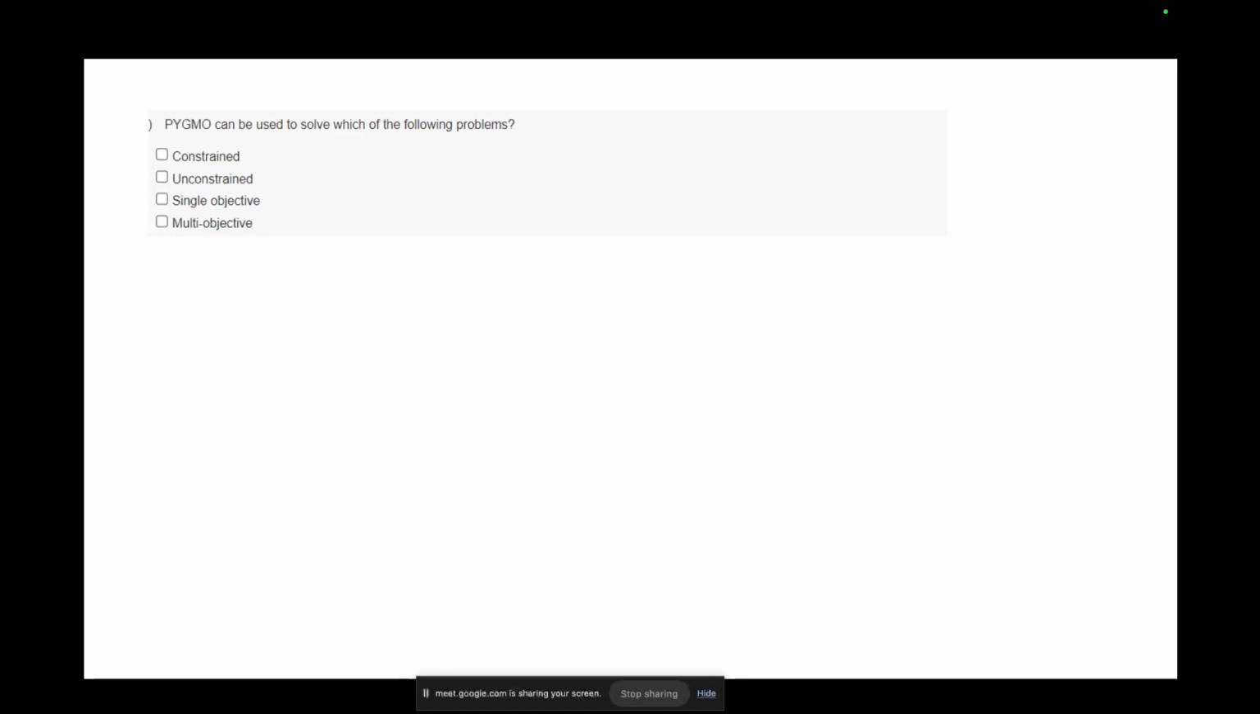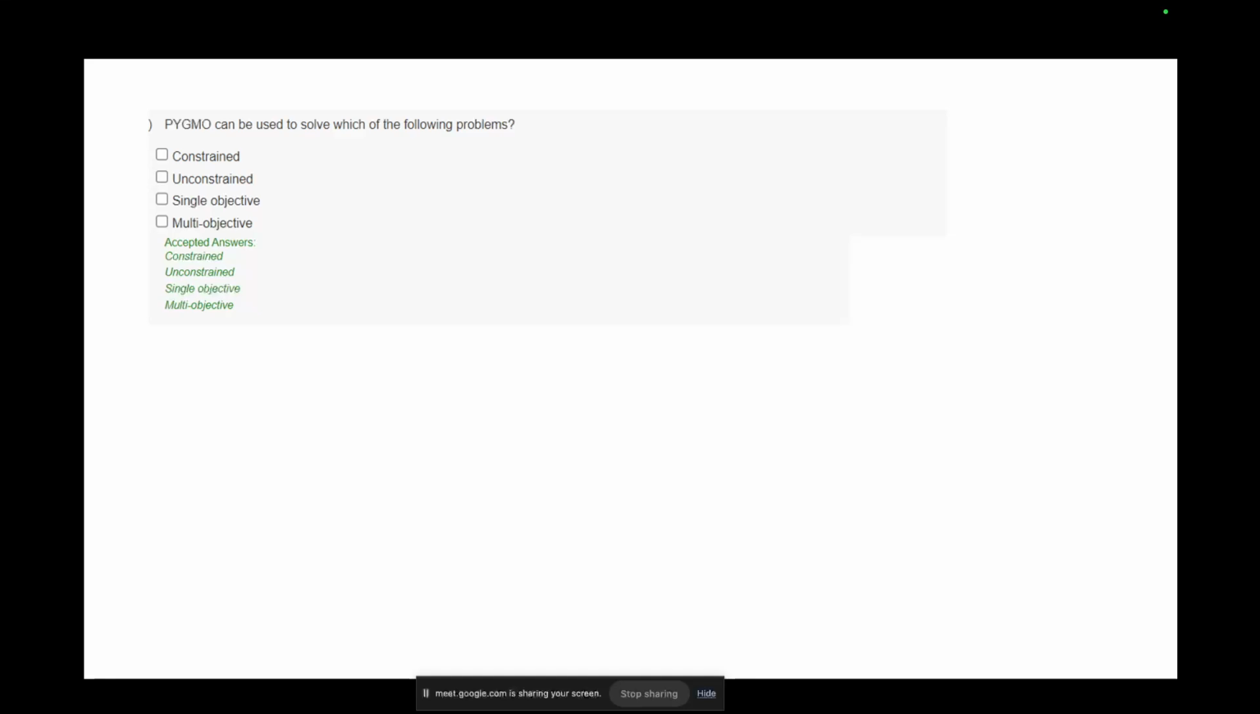We can do all of them based on what parameters we give. There are several different parameters for PyGMO, right? Topology, rings, and everything. PyGMO is the kind of all-in-one thing that you have. You can do almost everything in that.